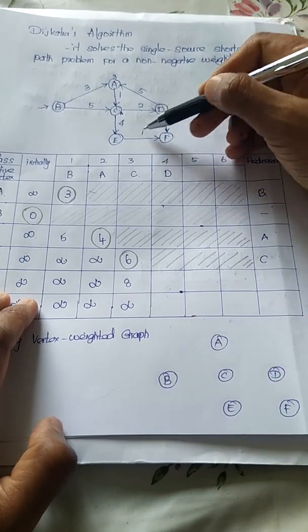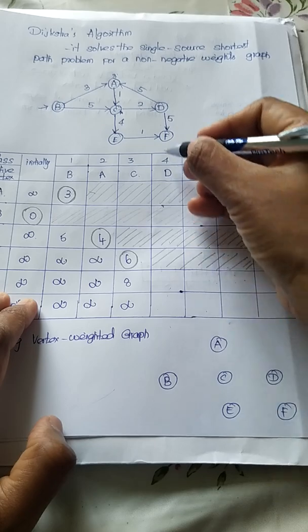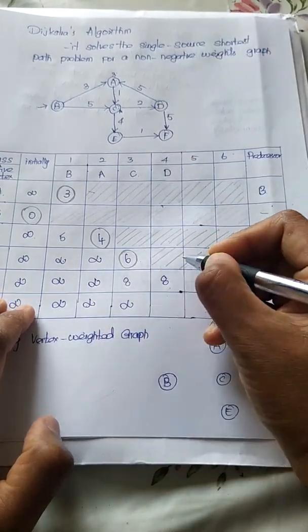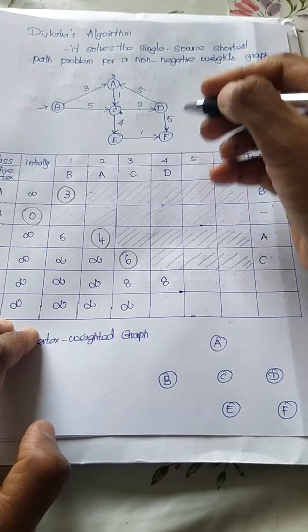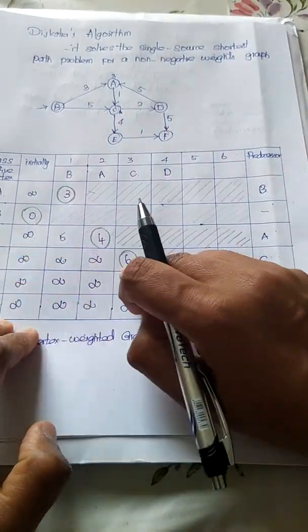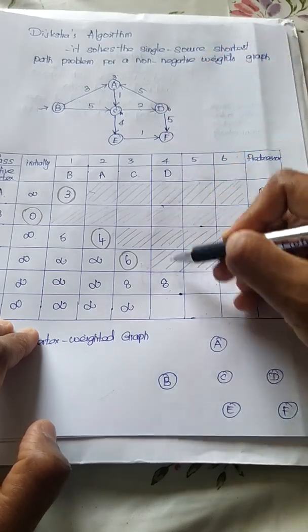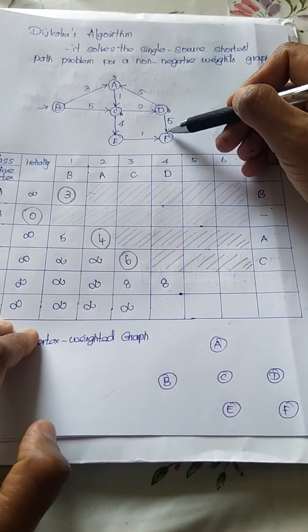D to E. There is no such edge D to E. So copy the previous value. D to F. Yes. Okay. By the way, what is the cast of D? 6. Let me write it in small letter. So D to F, I have an edge.